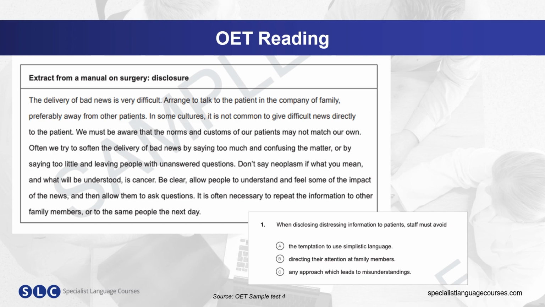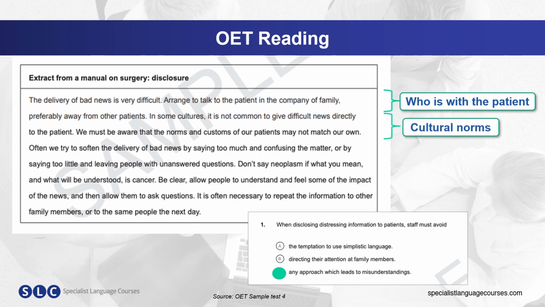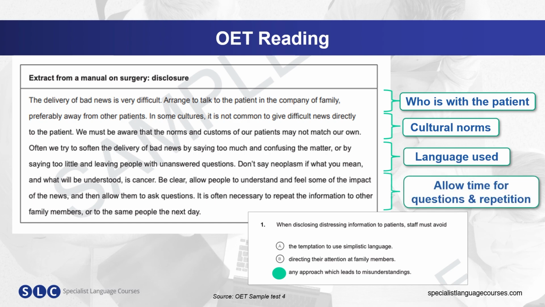If we read and understand the question, we know we're looking to understand what we must avoid doing when disclosing distressing information to patients. If we read and understand the paragraph as a whole, we can understand that the answer is C. The text mentions various points to consider, such as who is with the patient when giving distressing information, the cultural norms we should be aware of. It then goes on to talk about language used and allowing time and the opportunity to ask questions as well as repetition if necessary. Option C is correct because this is what the text is talking about as a whole.